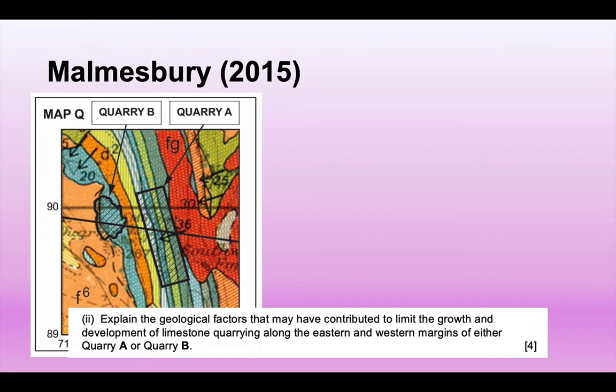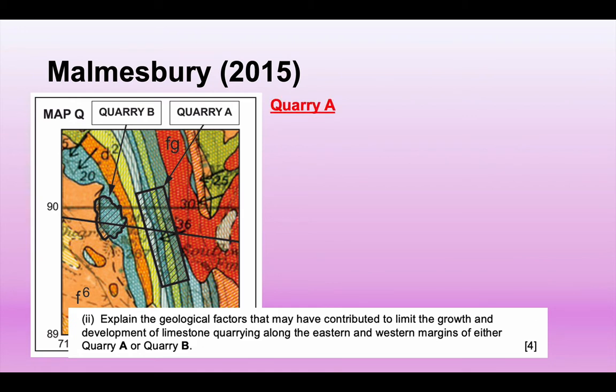Now these two quarries can't be expanded particularly greatly along their eastern or western margins. They could perhaps expand north and south, but there are some limitations east and west, both for Quarry A and Quarry B. The question says to look at one of these, so let's look at them in turn. Let's start with Quarry A.